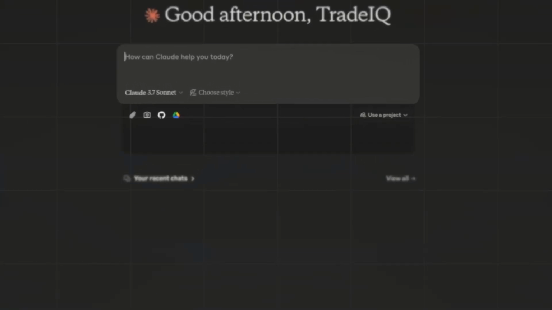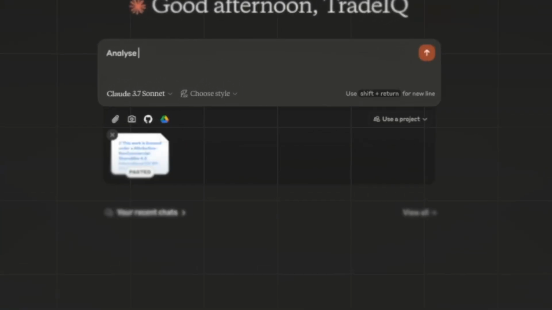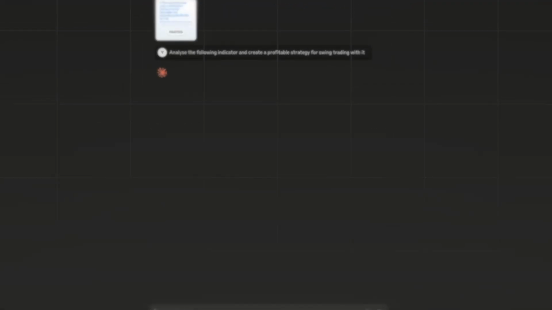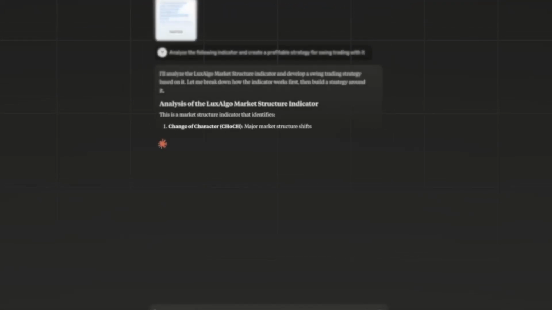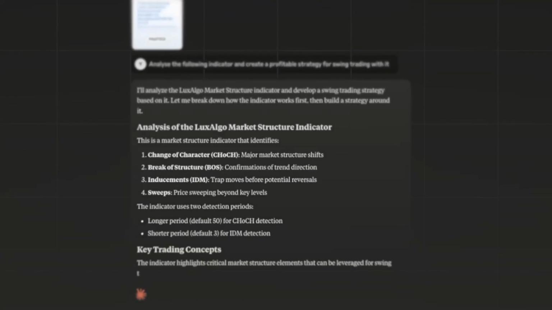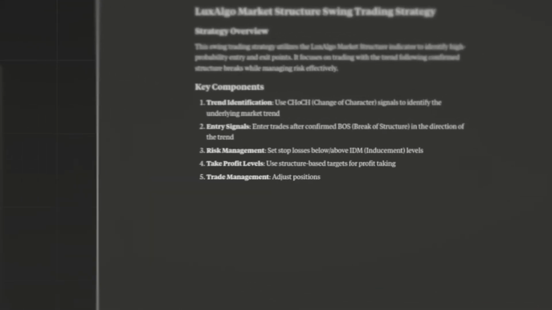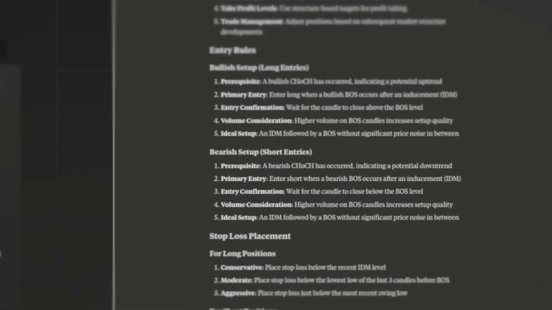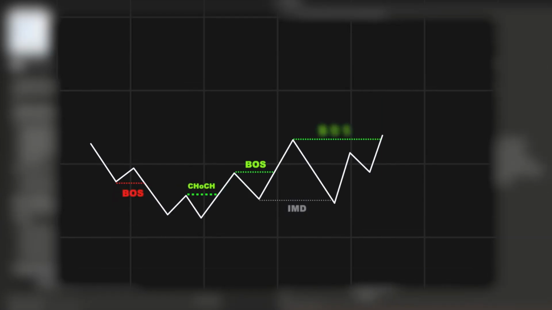Watch this. I'm pasting the entire script into Claude and asking it to analyze this indicator and create a highly profitable swing trading strategy based on its features. I'm essentially asking an AI to understand complex market structure concepts and turn them into an automated system. Look at Claude go. It's breaking down the indicator components and suggesting a complete strategy with the most advantageous conditions for buying and selling. This powerful strategy is based on the concept of tracking smart money and trading like big institutions.